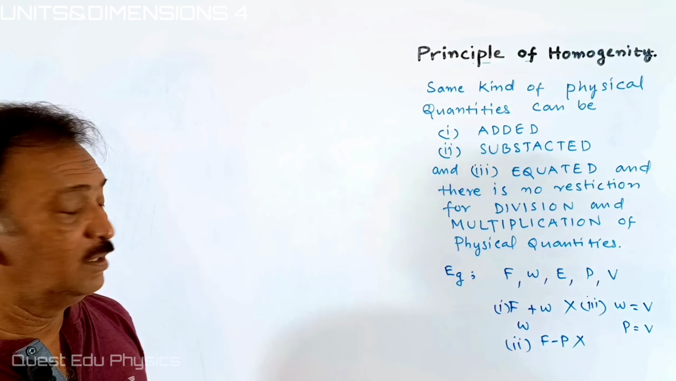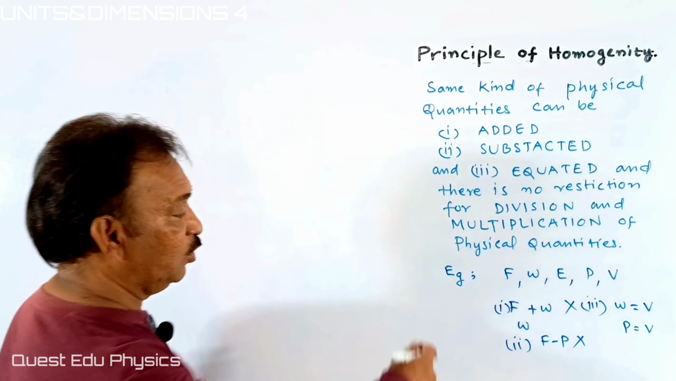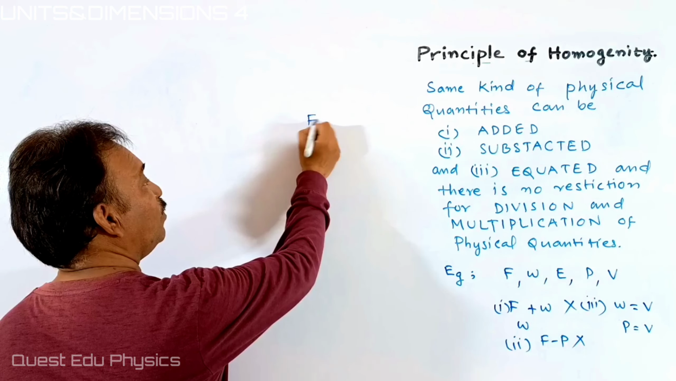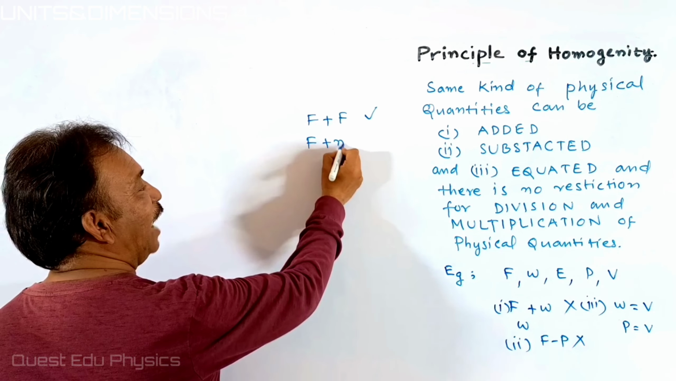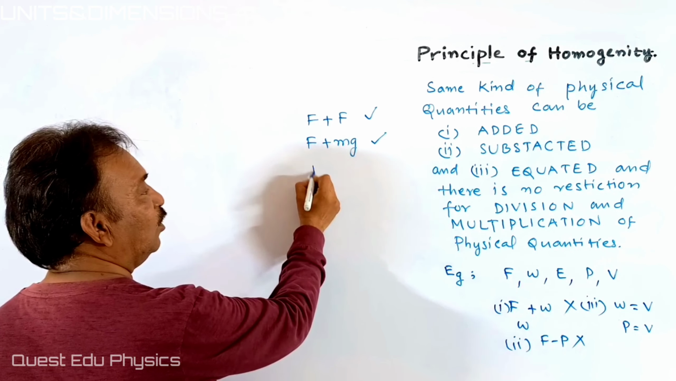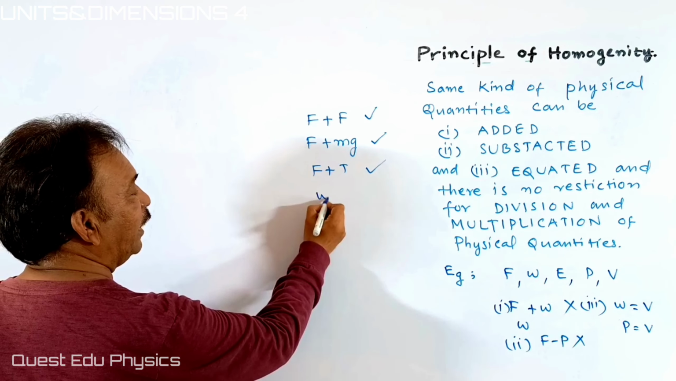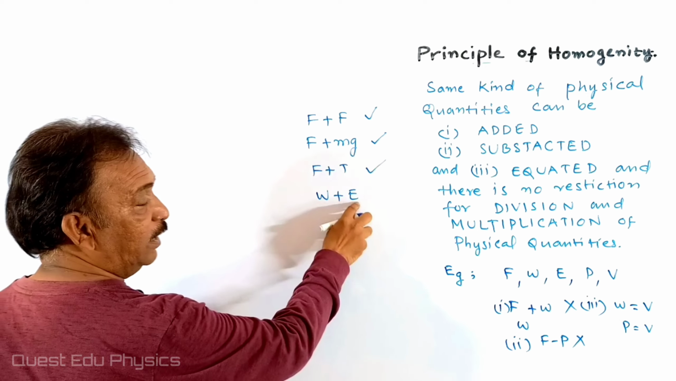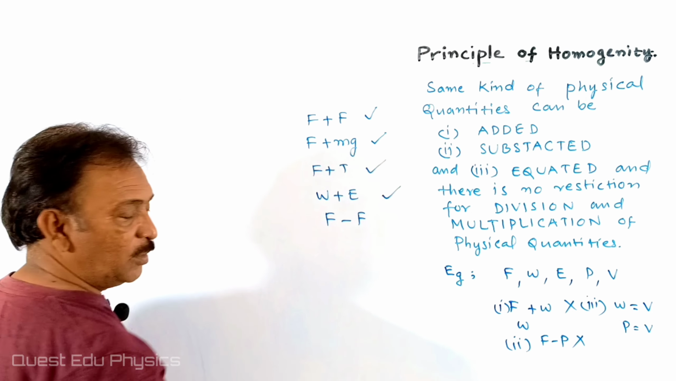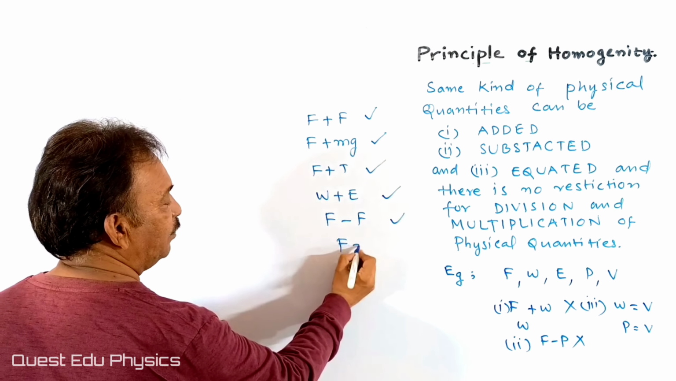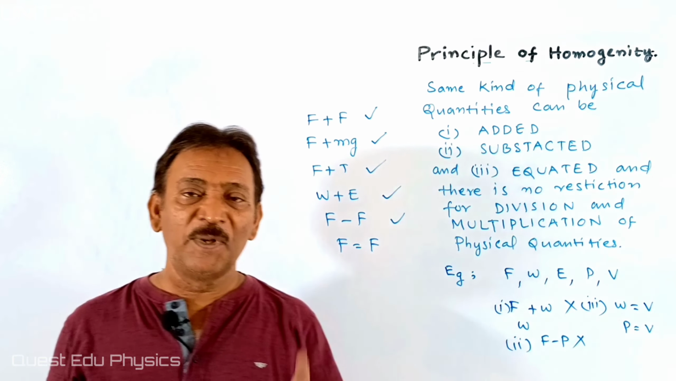Okay, students. Here it is the principle of homogeneity. Force, here what we have to do? Force can be added with the force. It's right. That means what? Force can be added with the weight. Is that right? Force can be added with the tension. It is right. Okay. Then what can be added with energy? Because both are same. It's right. Force can be subtracted from the force. It is right. Force can be equated with the force. Understanding, students? It is the principle of homogeneity.